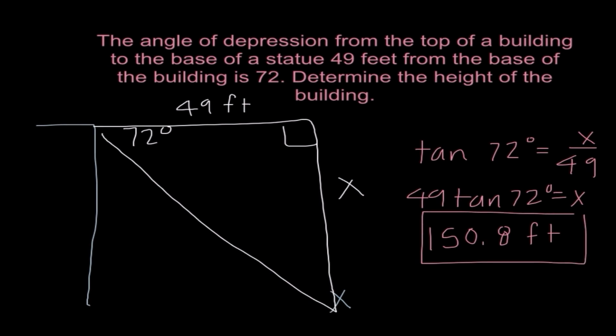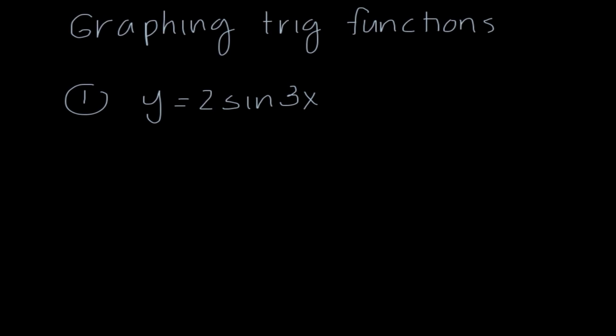And that would make sense because I know this length is definitely larger than this length, because this is opposite from 72 degrees. 49 feet is opposite from a smaller angle. Final concept that is on our test, and this is both on the multiple choice and on the part that you're doing by hand, is graphing trig functions.